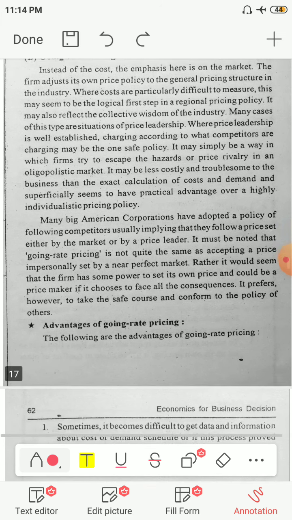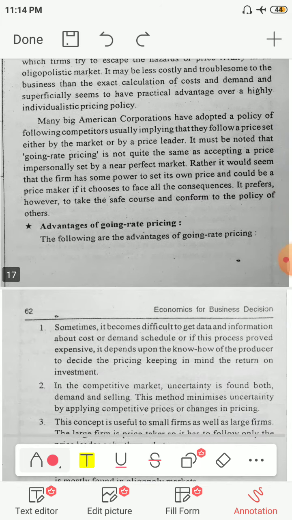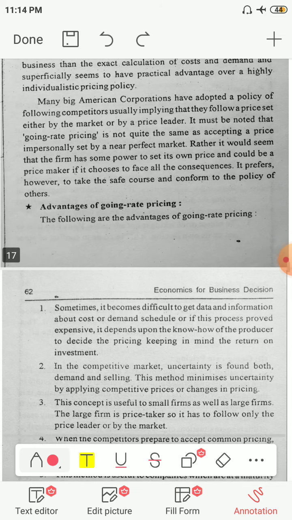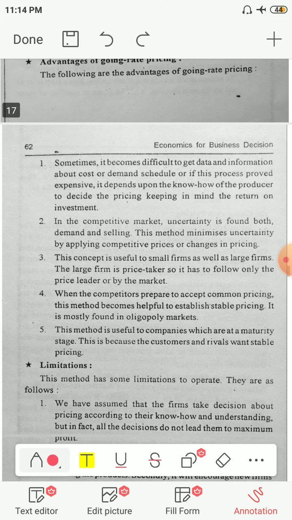Now that's all about the introduction of going rate pricing. Then one example of a big corporation of America is given. You can read on your own. Let us discuss the advantages of going rate pricing.